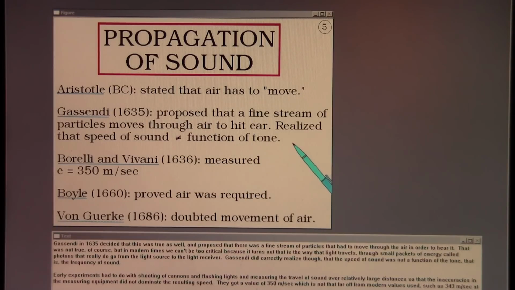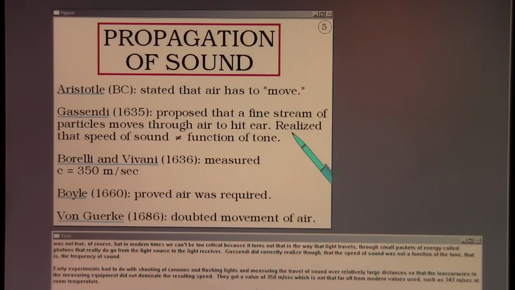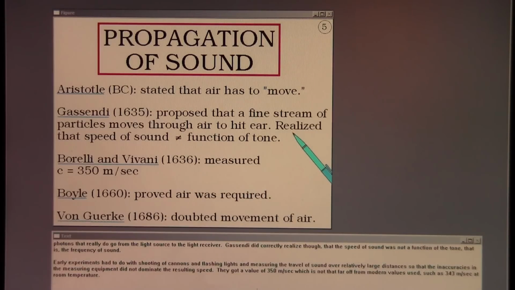That was not true, of course, but in modern times we can't be too critical because it turns out that is the way that light travels, through small packets of energy called photons that really do go from the light source to the light receiver. Gassendi did correctly realize, though, that the speed of sound was not a function of the tone, that is, the frequency of sound.